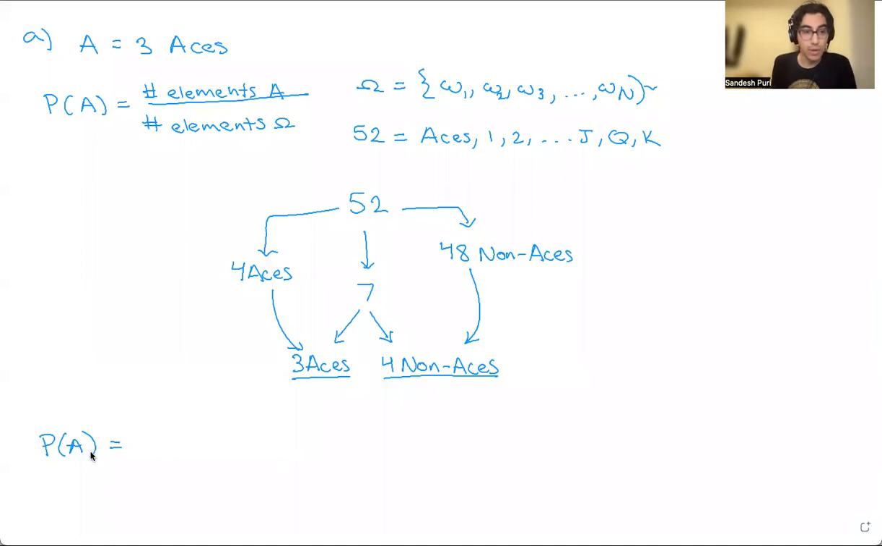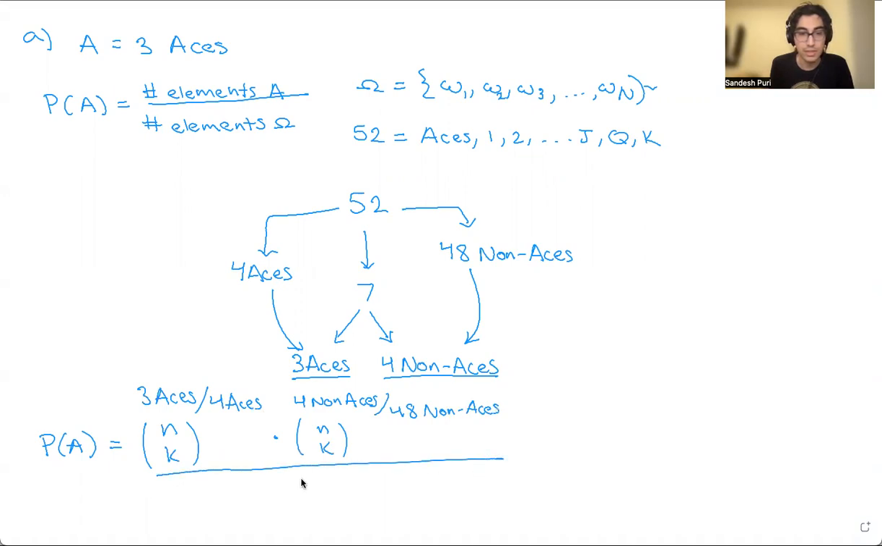Okay. So the probability that we get 3 aces out of our 7 is the combination of getting 3 aces out of our 4 aces times the combinations of getting 4 non-aces out of 48, divided by the total number of possibilities, which is how many different ways can we pull 7 cards from the 52 card deck?